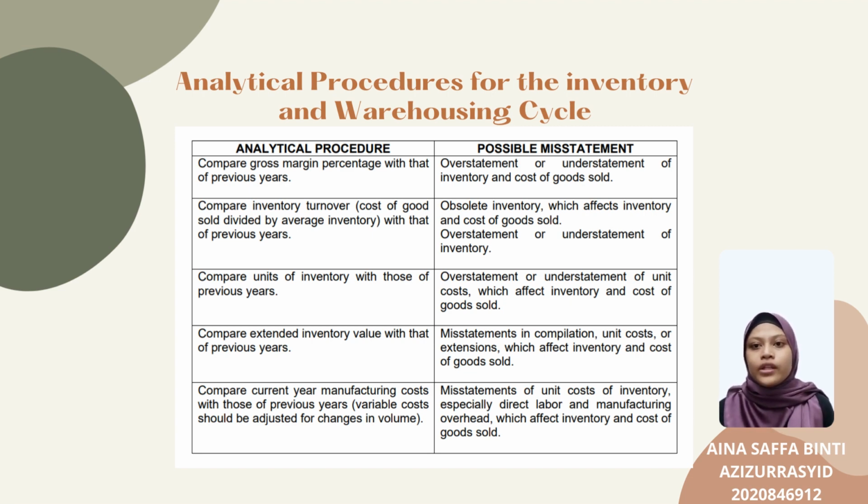Third, compare units of inventory with those of previous years, overstatement or understatement of units cost, which affect inventory and cost of goods sold as the possible misstatement. Next, compare extended inventory value with that of previous years. The possible misstatement is misstatement in compilation, unit cost or extension, which affect inventory and cost of goods sold. And lastly, compare current year manufacturing cost with those of previous year, which is variable cost, should be adjusted for changes in volume. The possible misstatement is misstatement of unit cost of inventory, especially direct labor and manufacturing overhead, which affect inventory and cost of goods sold.